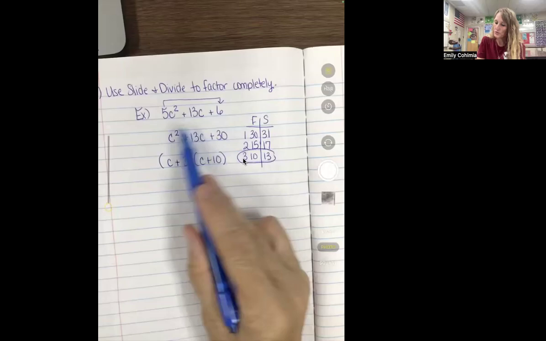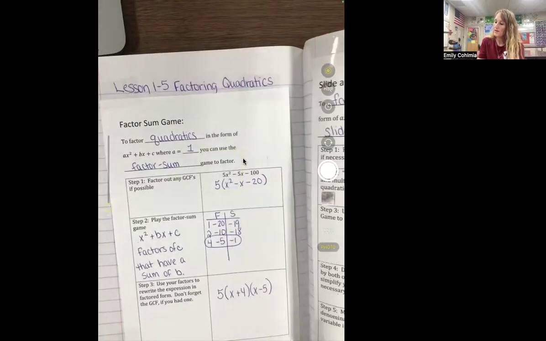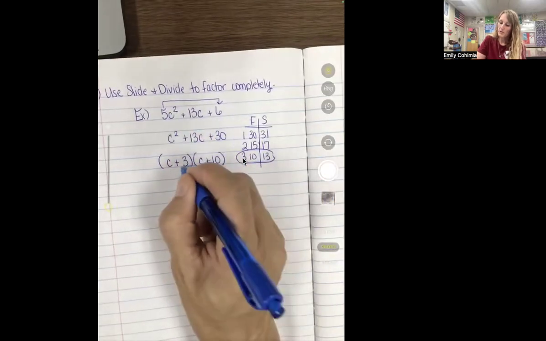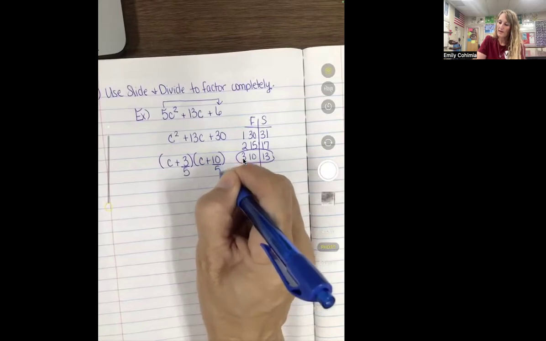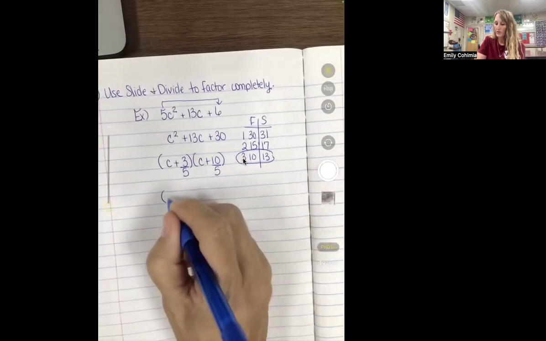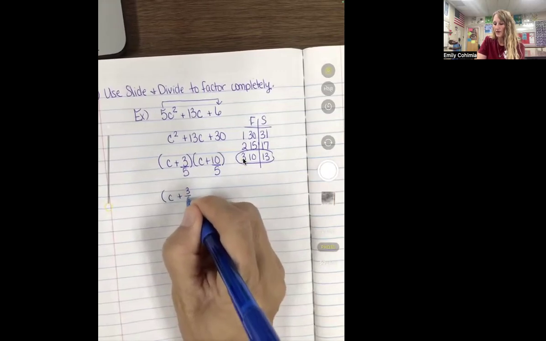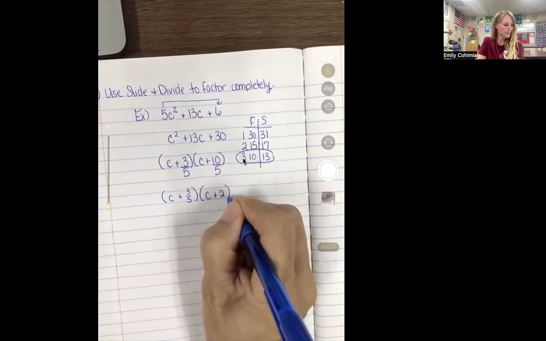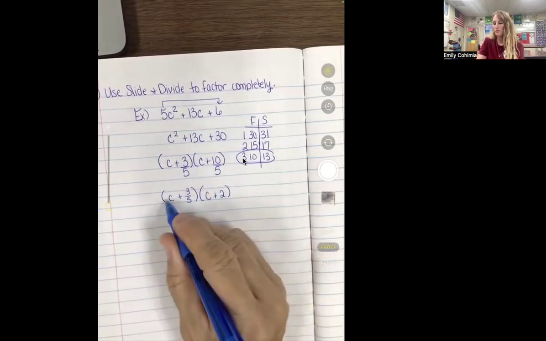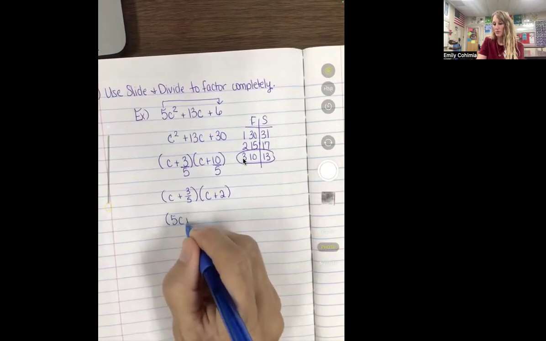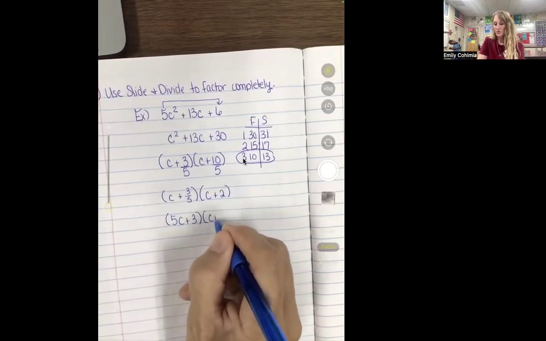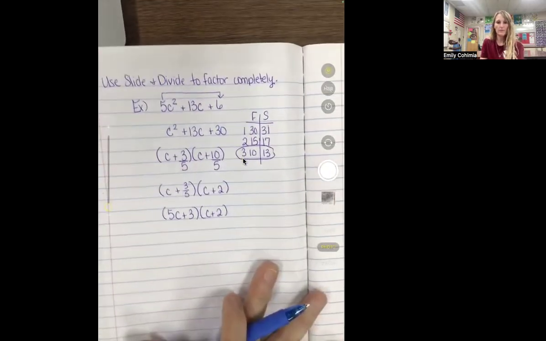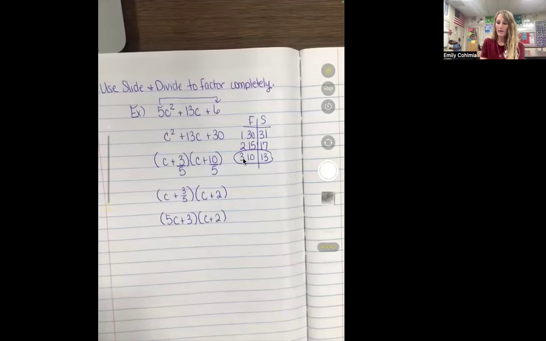And then the next step right here is to divide the original by both factors. So the original one that we multiplied by, we're going to divide this by 5, and we're going to divide this by 5. We're going to simplify our fractions. So c plus 3 over 5 doesn't simplify. But c plus 10 over 5 becomes c plus 2. And then our last step is we're going to take any denominators and move them in front. So this becomes 5c plus 3 and c plus 2. I'm always going to double check to make sure that I didn't have any factors to pull out. I don't have anything here in front. And that is slide and divide.